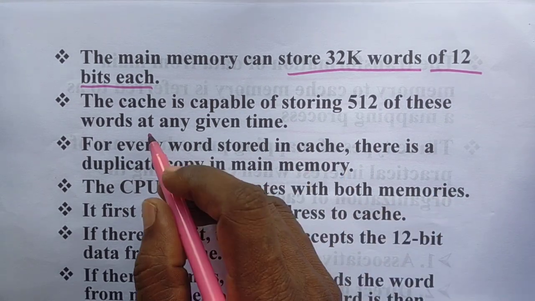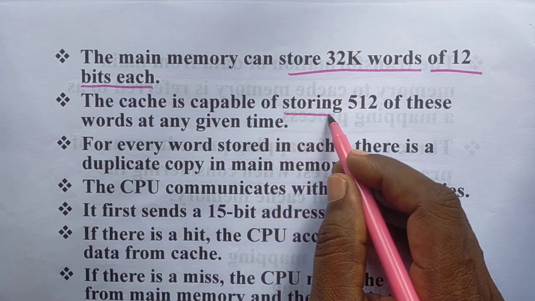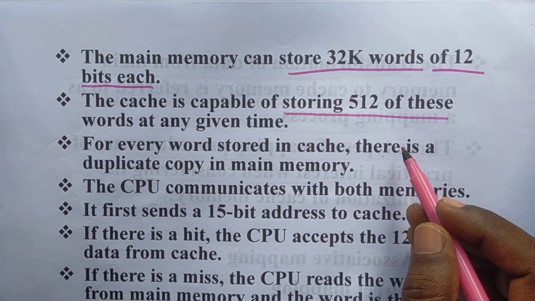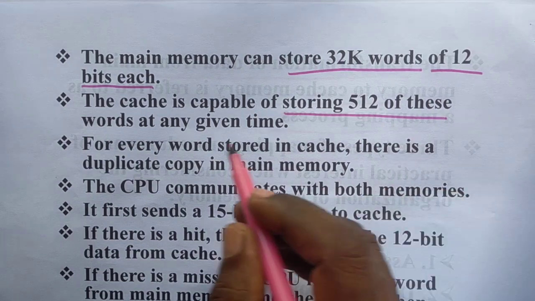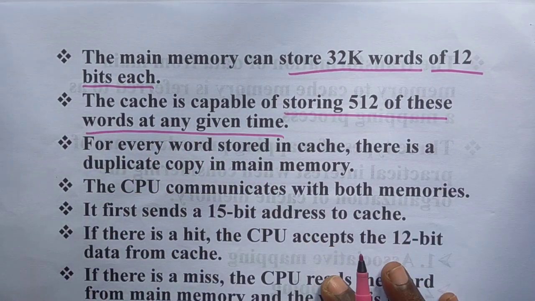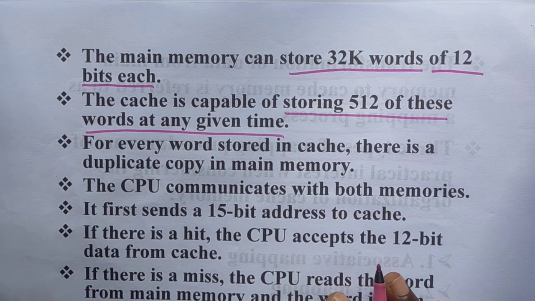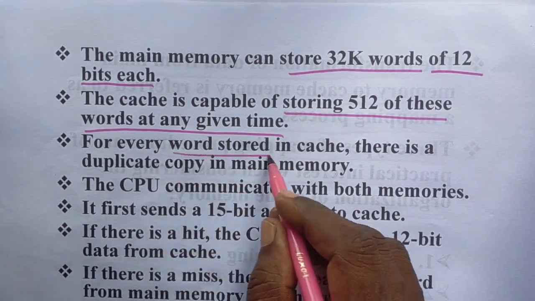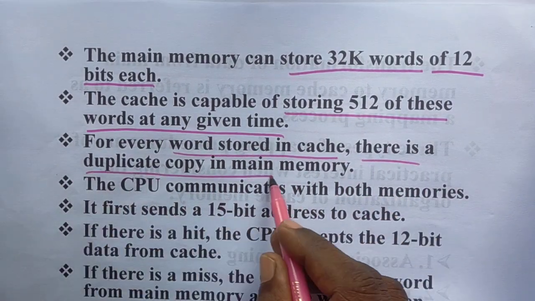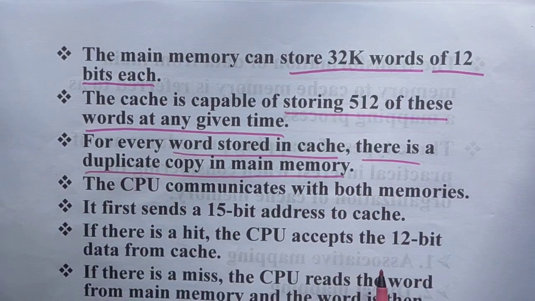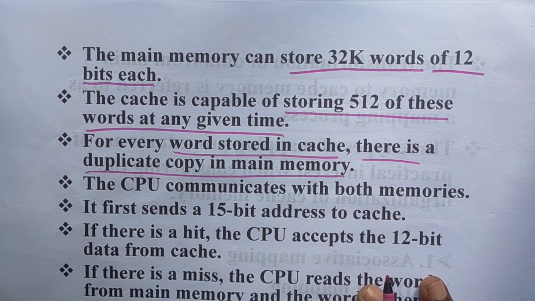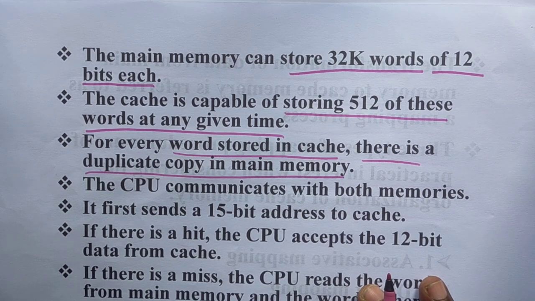And another is similarly a cache memory capable of storing 512 words at a given time. That means main memory contains 32K words, each word having 12 bits, and cache memory having 512 words. And for every word stored in cache, there is a duplicate copy in main memory.